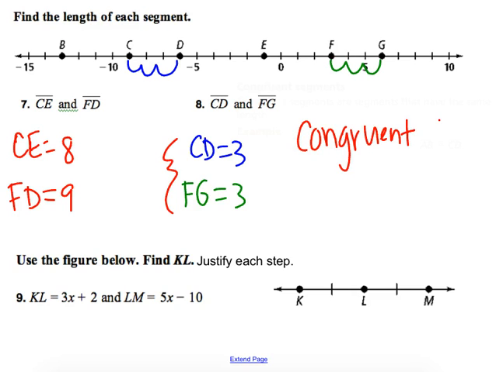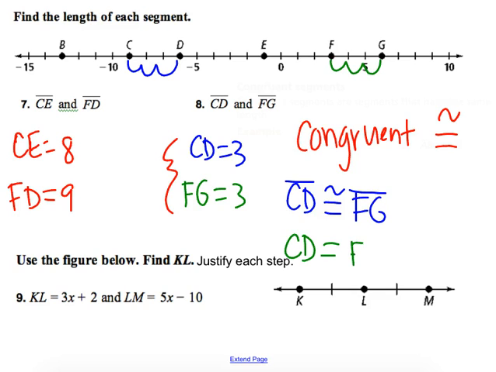And our congruent symbol is a little squiggle and then an equal sign. That is our congruent symbol. So when we have congruent segments, this is how you would write the congruent statement. CD is congruent to FG. But if I wanted to talk about their measure, I'd say the measure of CD equals the measure of FG.